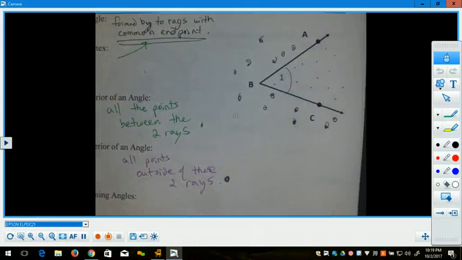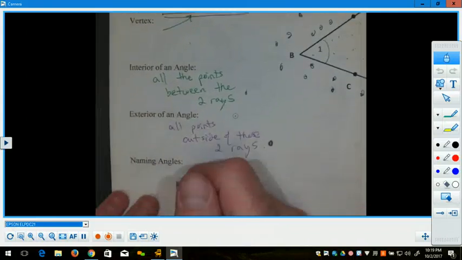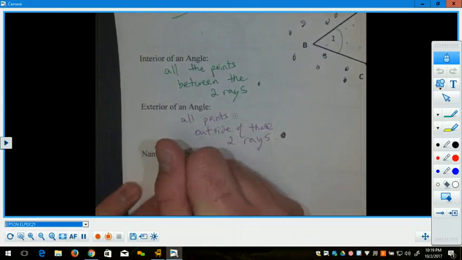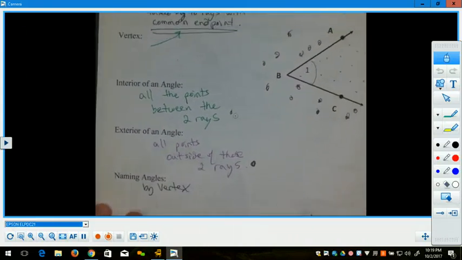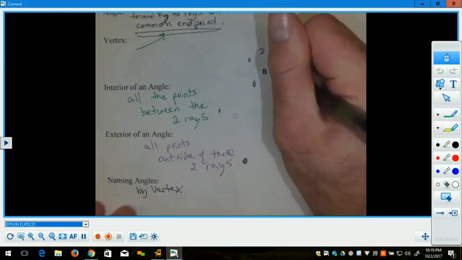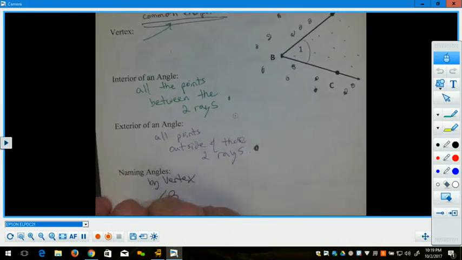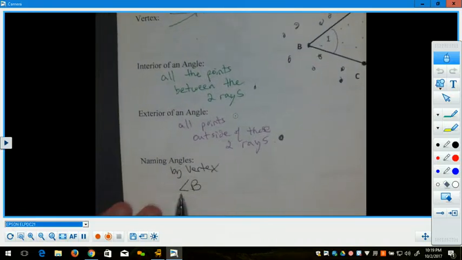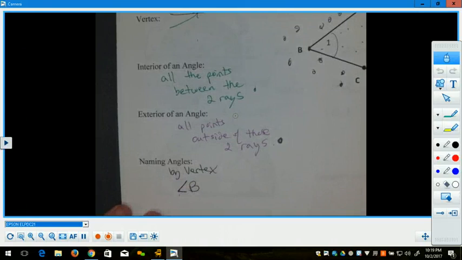When we name angles, we have a couple of ways to name them. We can name them by their vertex, if it is a single angle, such as in this case, where I only see one angle. The vertex is B, so I could call it angle B. And that is the notation we use for the angle symbol. It's like the corner of a triangle.